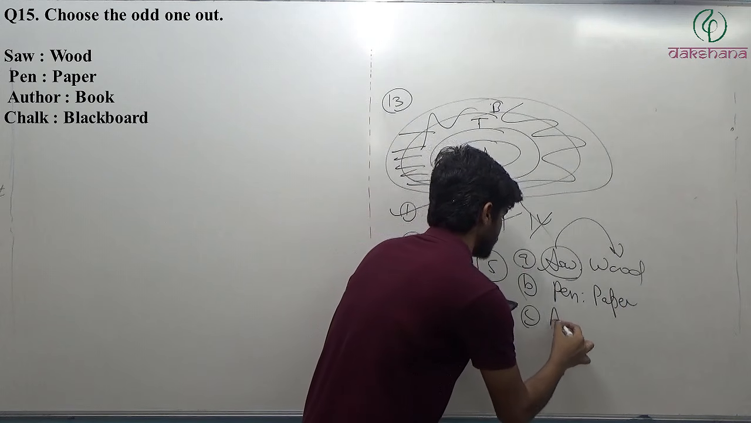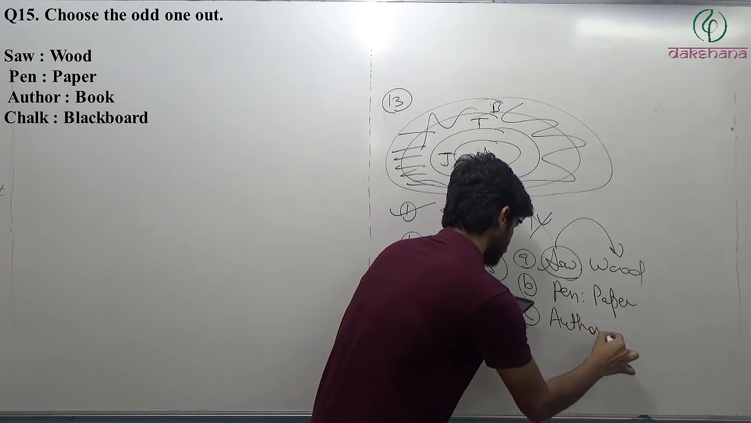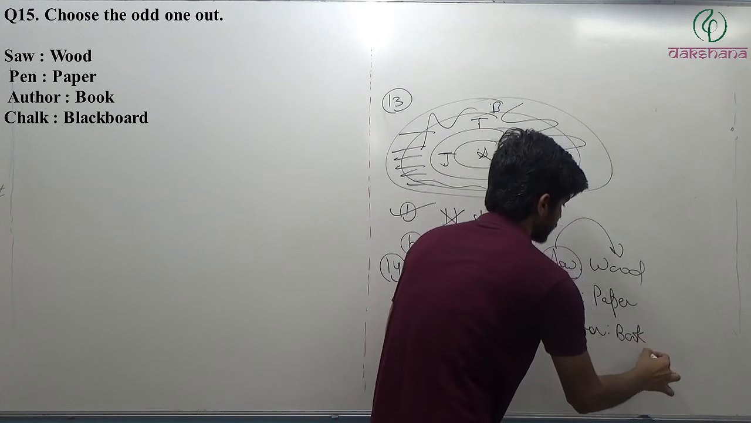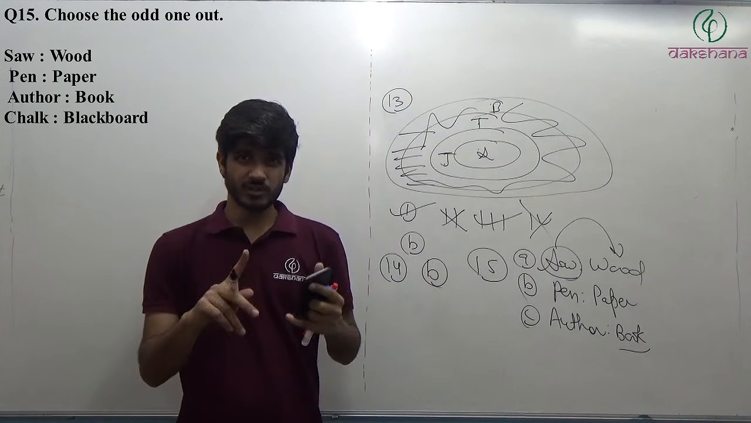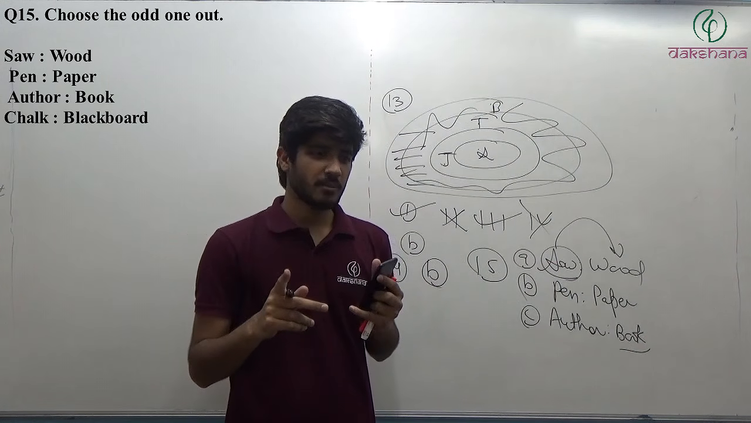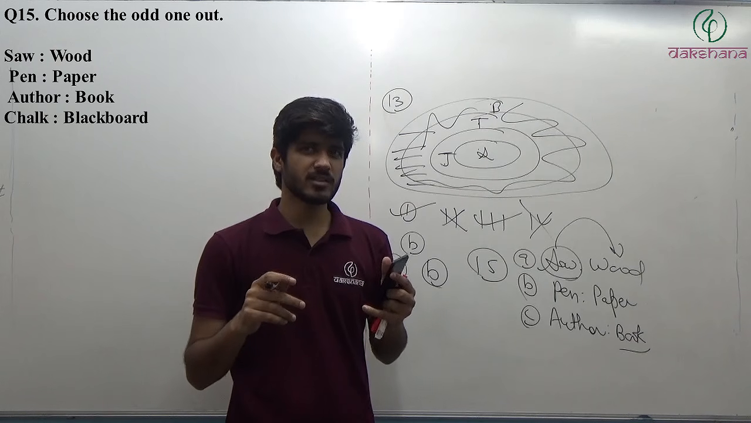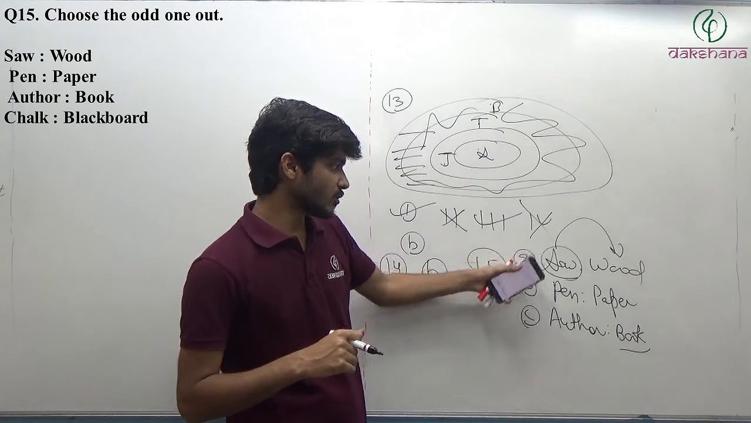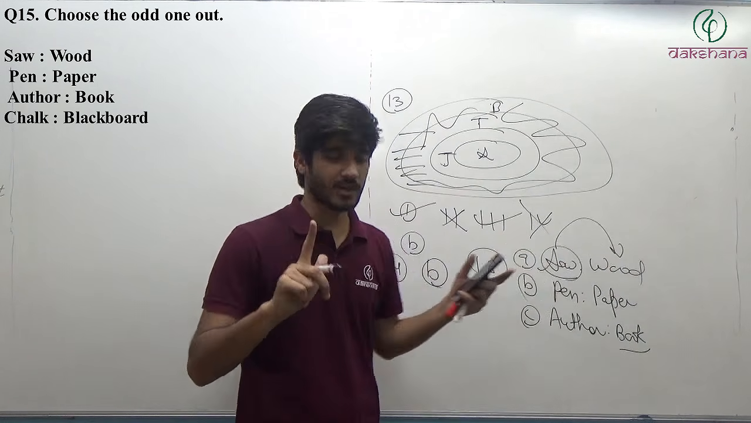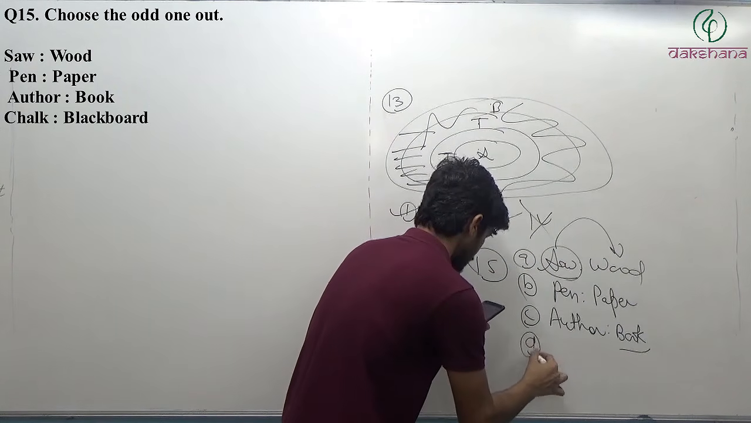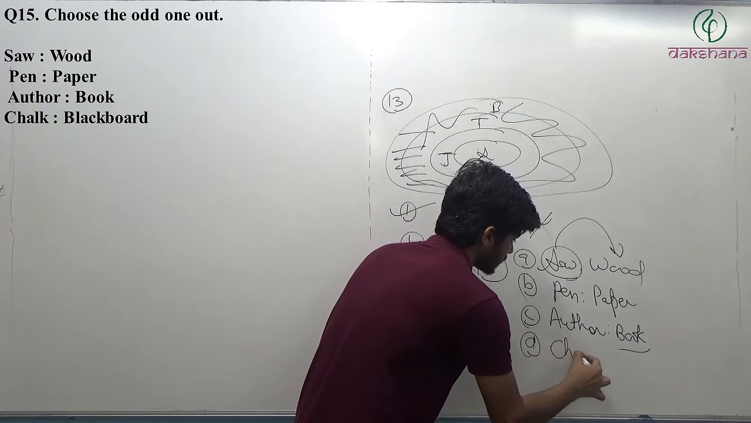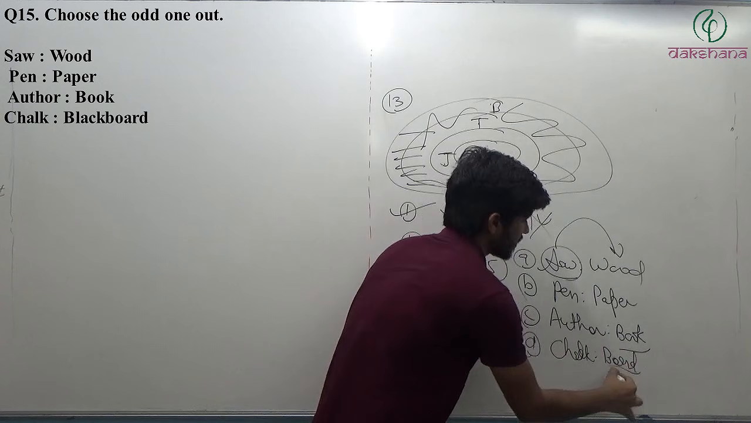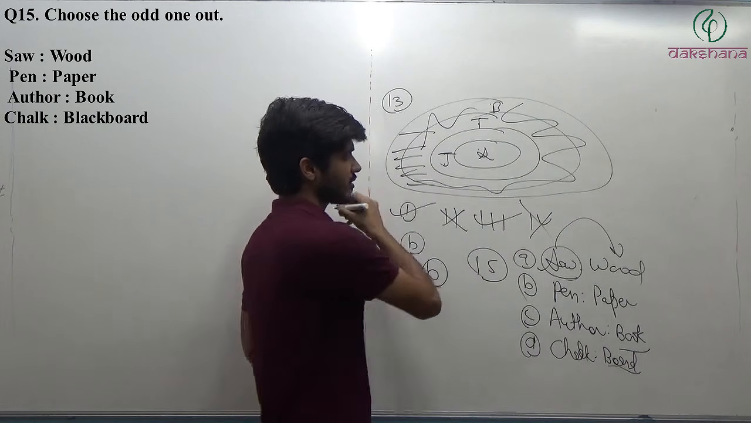Option C, author, book. The author writes the book, that's fine. But it's not something like a printing machine. So this exactly does not follow what we have been seeing so far. Let's look at option number D for once. Option D says chalk and board. This also makes sense. With the help of chalk, you write on the board.